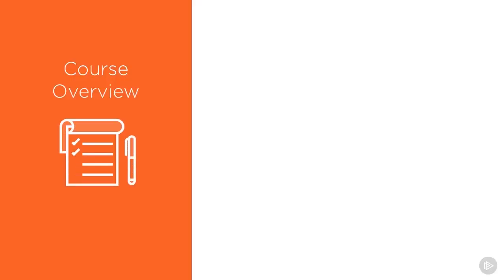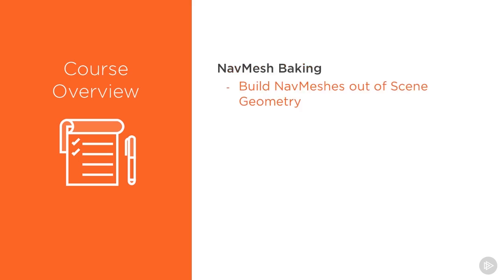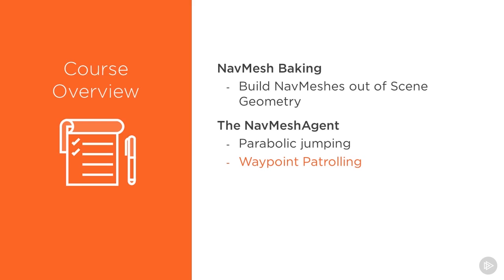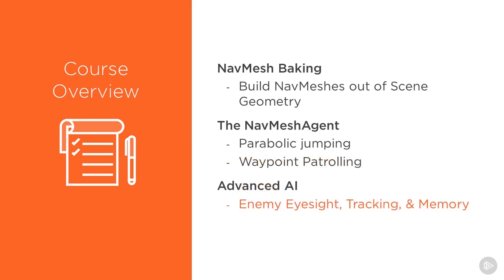In this course, we're going to cover NavMesh baking, where we build NavMeshes out of scene geometry. Then we will cover the NavMesh agent, the main way to navigate the NavMesh, which will also include parabolic jumping and waypoint patrolling. We will then program advanced AI, such as enemy eyesight, tracking, and memory.